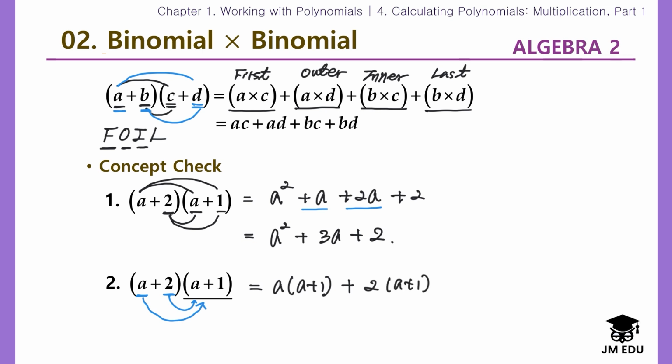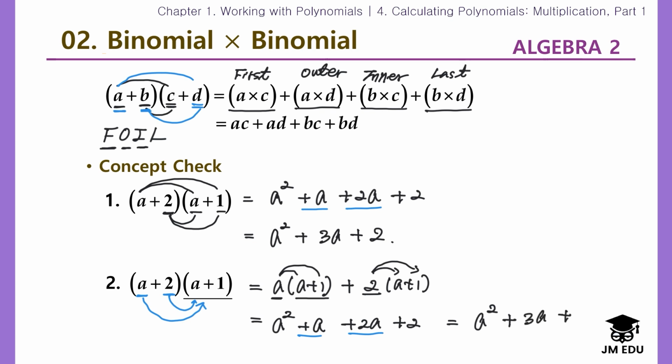So that's going to be, now it's monomial times binomial, right? So A times A, that's A squared, plus A times 1, that's plus A. 2 times A, that's plus 2A. 2 times 1, plus 2. So we have like terms, the A term right here. So that's going to be equal to A squared plus A plus 2A, that's 3A, and we have plus 2. Same result, right?